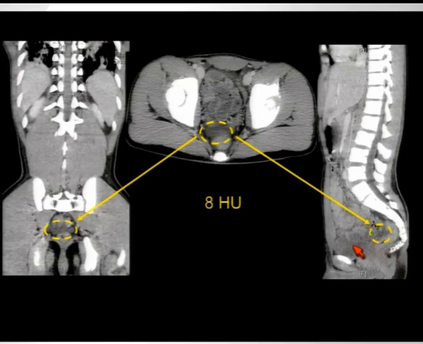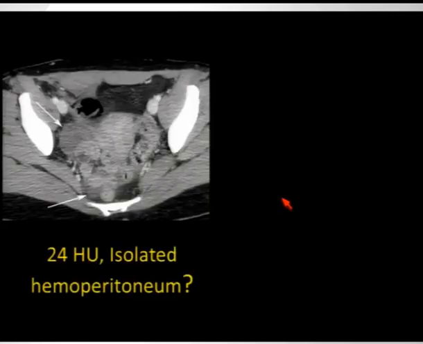So this is the type of finding that I'm describing. Blunt trauma CT showing a small amount of low attenuation fluid, 8 Hounsfield units in this case, limited to the pelvis, we now know is not an indication for laparotomy or laparoscopy.